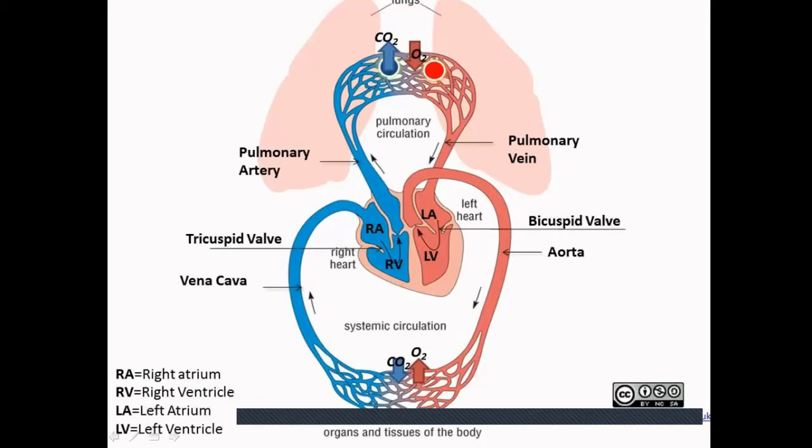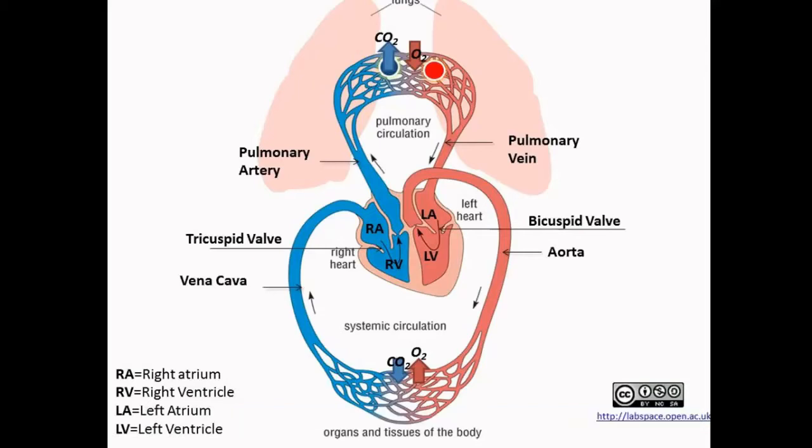Now, each side of the heart pumps about 100 milliliters of blood at each pumping. If your heart is pumping at 60 times a minute, that'll mean 6 liters will go through the circulation in a minute. That's the whole of your blood volume doing a circuit of the body in 1 minute.